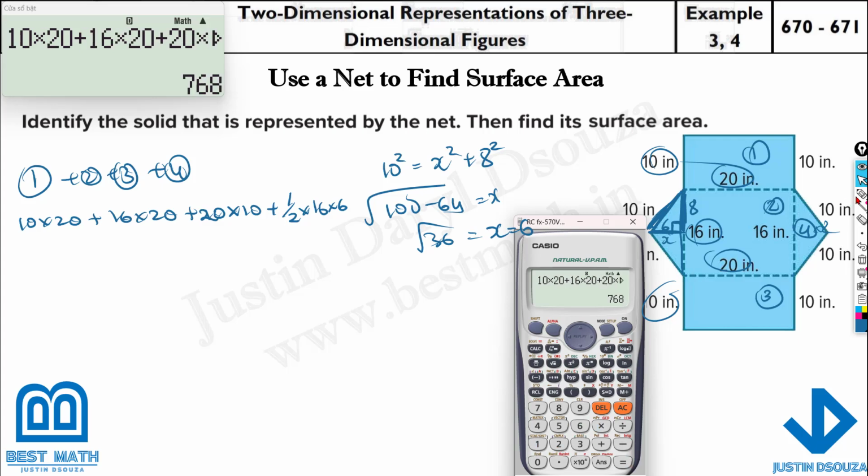Okay, this is not the correct answer. I just realized when I was typing, I forgot to write times 2 here. This is times 2. Why? Because there are two triangles. That's not the correct answer here. You need to multiply it by 2. Now this will be the correct answer.